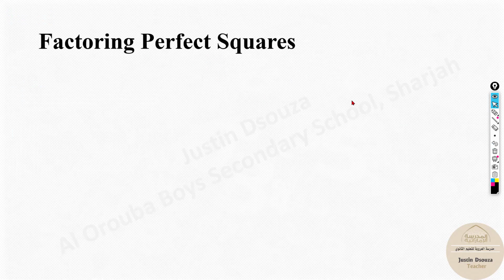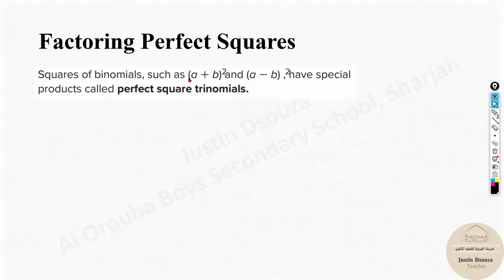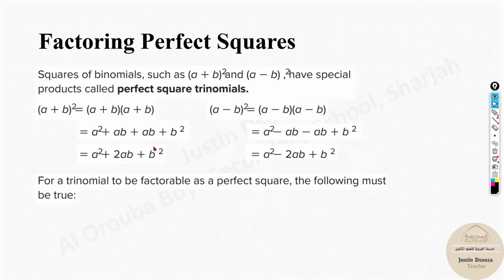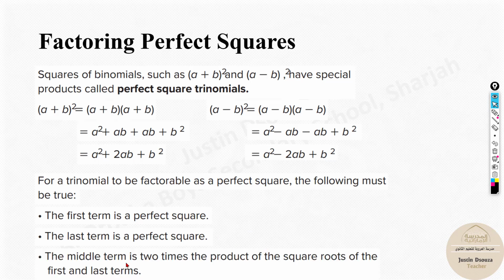Now, factoring perfect squares. What are perfect squares? These are perfect squares. We had studied these in the special product lesson. The formulas we had studied: a squared plus 2ab plus b squared, that is a plus b the whole square. And for minus, it's the same thing, only you will have minus in the middle part, 2ab. Now we will learn how to factor these. You will be given this, and how to check if it's a perfect square or not. These are the things which you must remember.